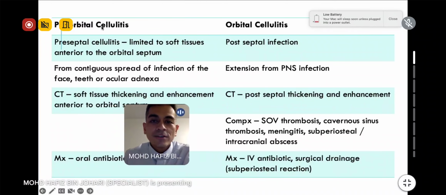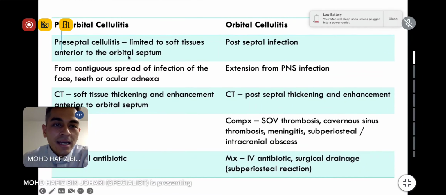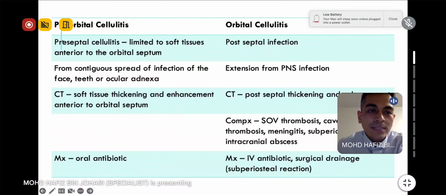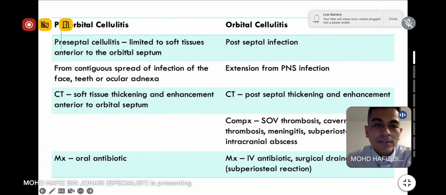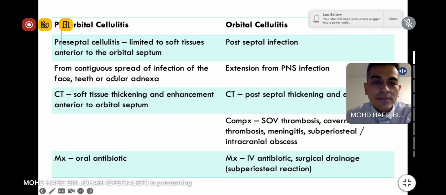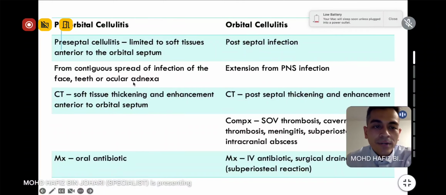Again, differentiating periorbital and orbital cellulitis. Preorbital cellulitis, also known as preseptal cellulitis, is limited to soft tissue anterior to the orbital septum, usually from contiguous spread of infection from the face, teeth, or ocular structures. On CT, we see thickening and enhancement anterior to the orbital septum, and management is usually antibiotics.